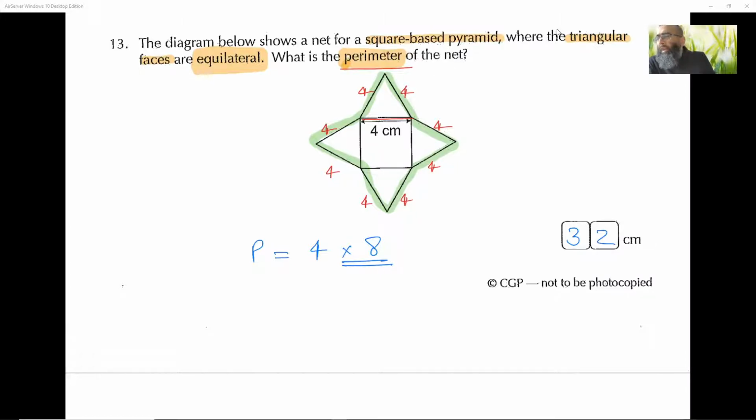If that one's incorrect, make sure you write down the correct calculation. Perimeter equals, each length is 4. There's 8 of the sides. So there's 8 lots of 4 as a quick way, or you could write down 4, 8 times. That's not a problem. Please change.